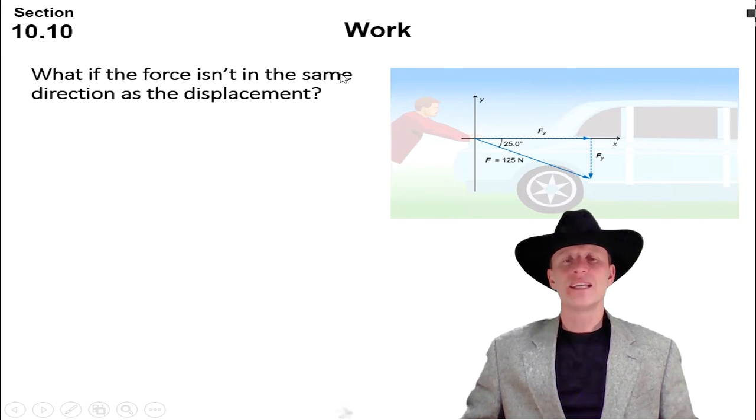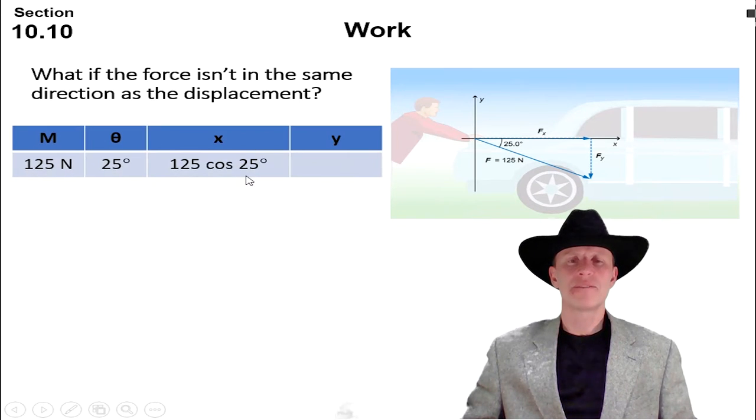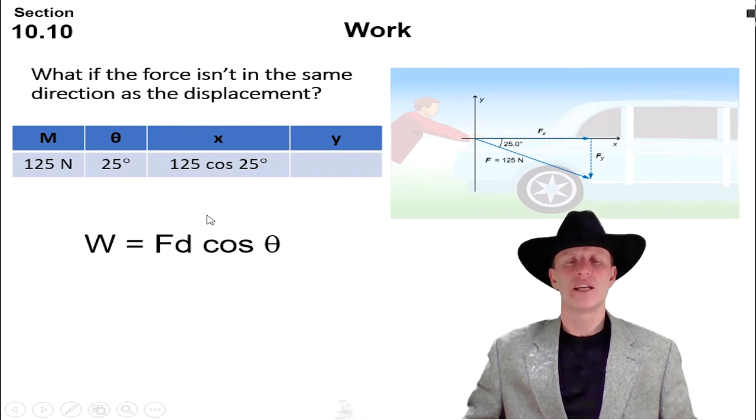If the force isn't in the same direction as the displacement, then we have to find the component that is, and that would be using cosine. So work does have this extension. If they are not in the same direction, make sure you're using cosine of theta. Now theta represents the angle between the force and the displacement.